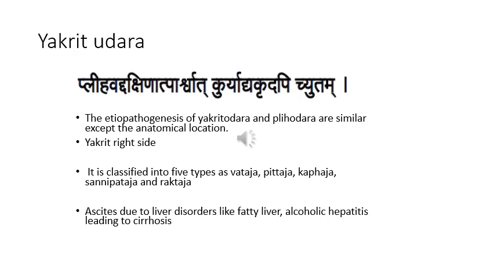Acharyas have mentioned plehavat dakshinat parshvad. Similar to pleha, all the lakshanas, all the manifestations and nidanas are similar, but it is situated in the dakshina parshva, on the right side, that is yakrit. Api chutam: again, a similar method of chuta and achuta vritti of yakrit is also explained in Ashtanga Hridaya.